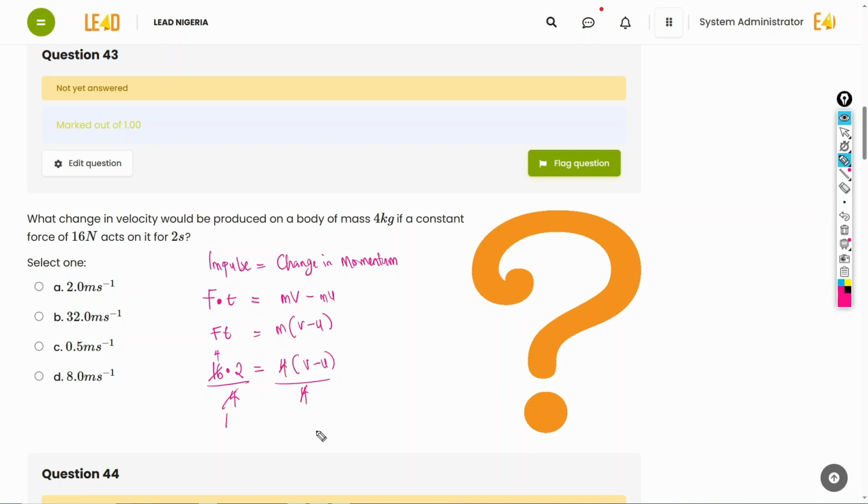So we have that v minus u is just 8, right? 8 meters per second. The interesting thing is that we don't know the original velocity. We don't know the final velocity, but we just know that the change in velocity that was produced by this is 8, right? So it went up by 8 meters per second.